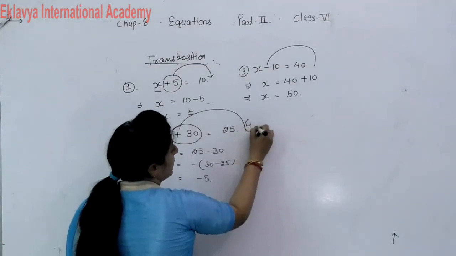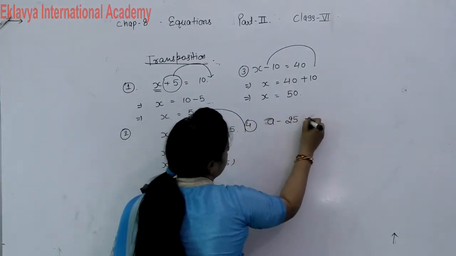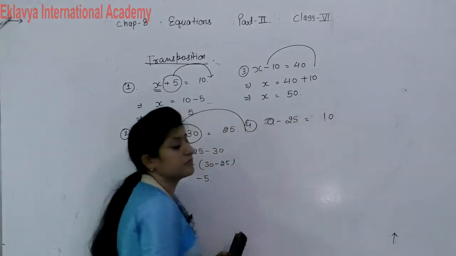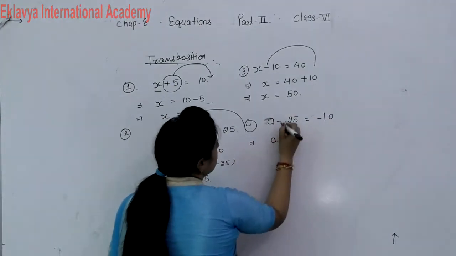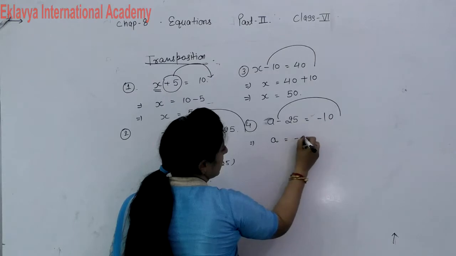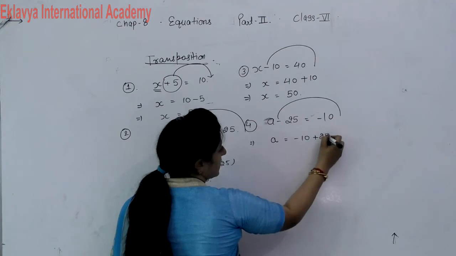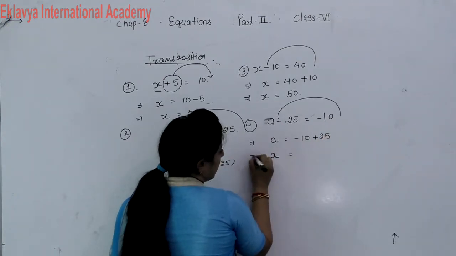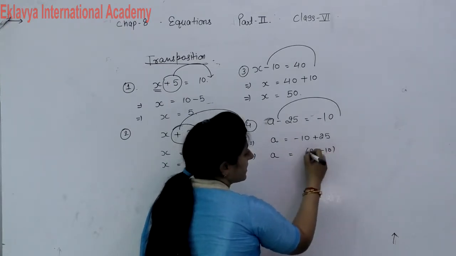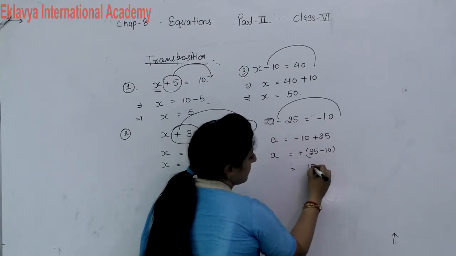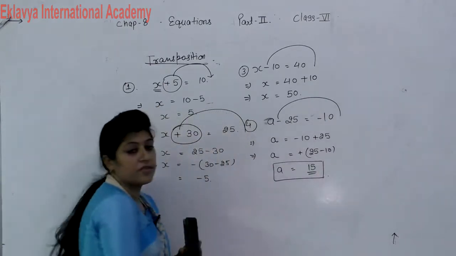Another example: suppose a minus 25 is equal to 10. Here firstly write down the right-hand side value, then this minus 25 changes into plus 25. So a is equal to 10 plus 25, which is 35.